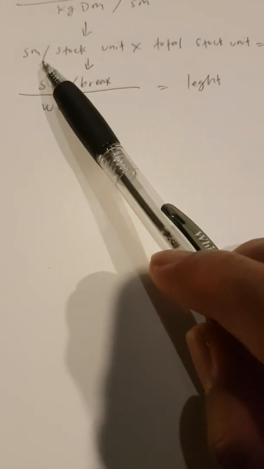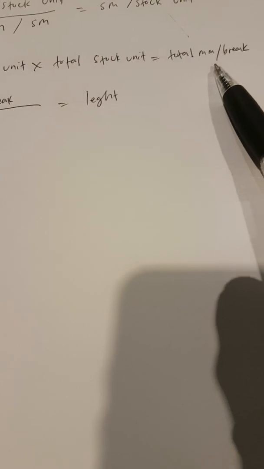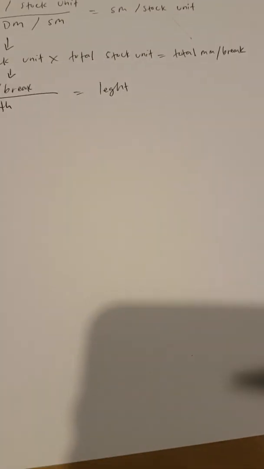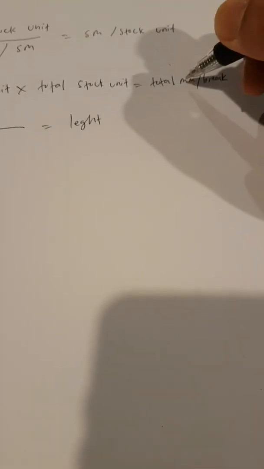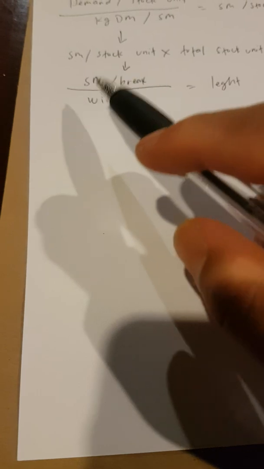One stock unit is 1 cow. Square meter per stock unit times total stock unit is your total square meter per break. Now, square meter per break divided by width of the paddock equals length. Now what we're going to do is put some details in it.